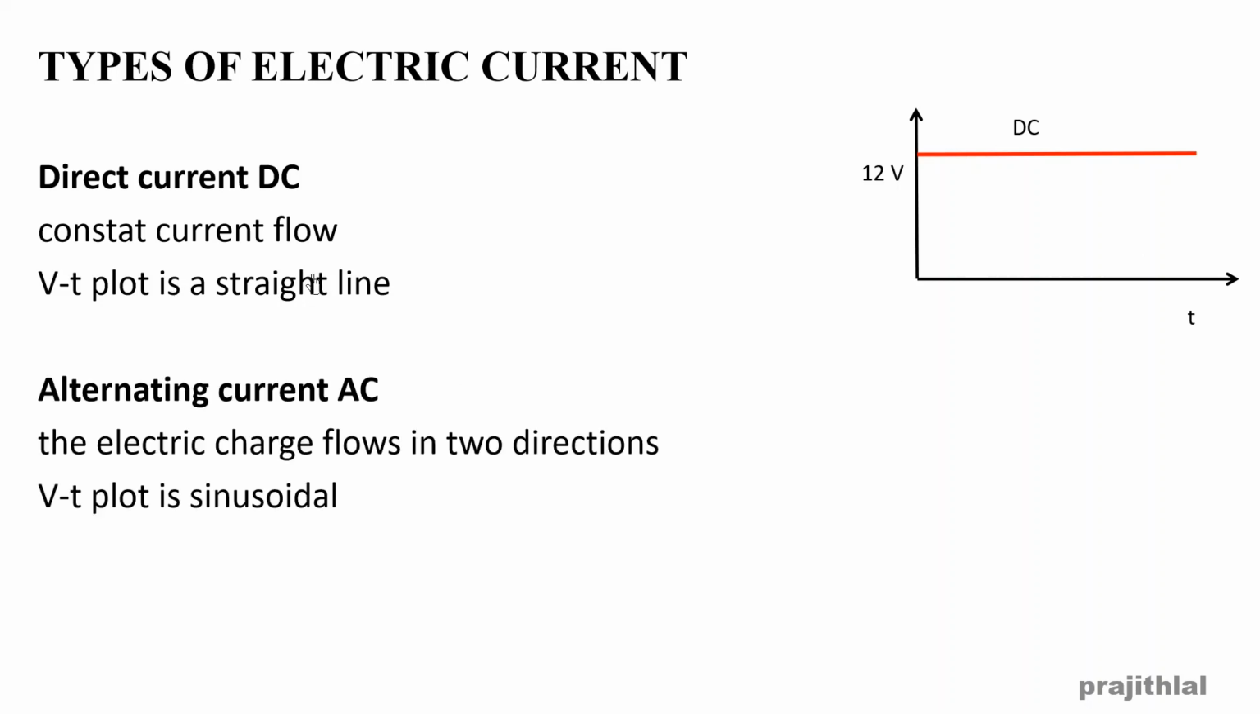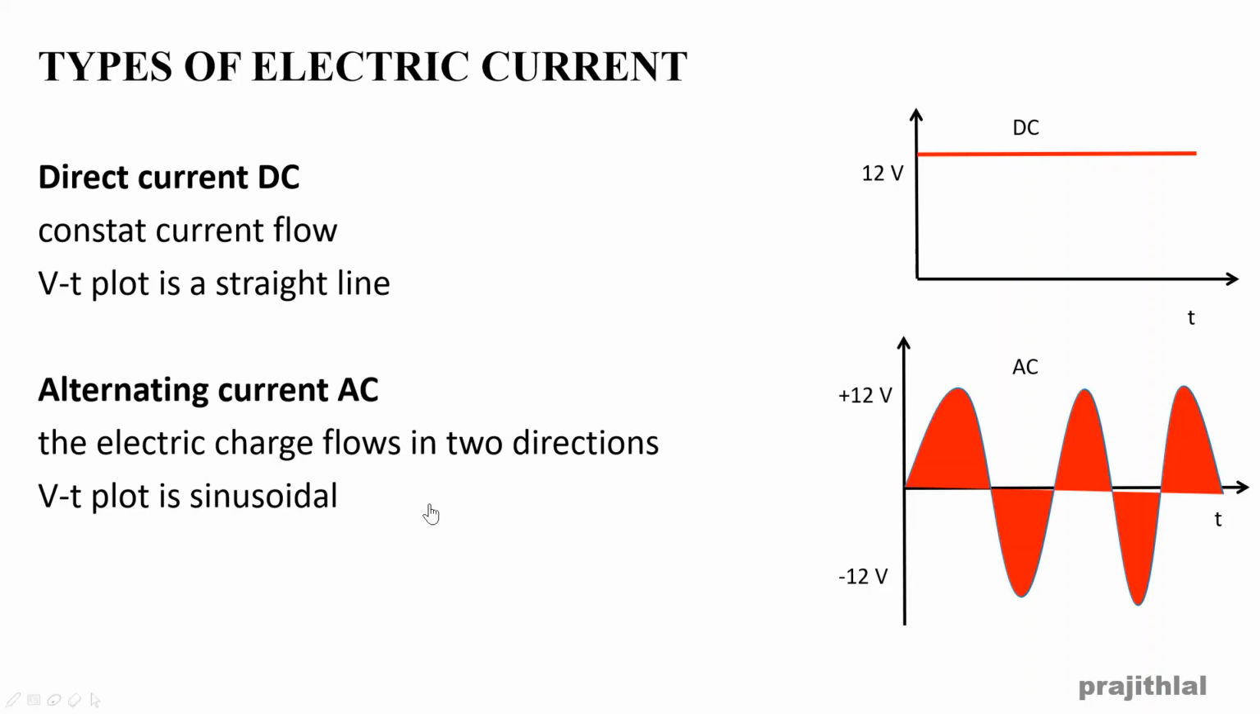Next is alternating current, where the electric charge flows in two directions, and the VT plot is sinusoidal. At the beginning it starts from 0, attains a peak value, and then comes back to 0, then goes to a negative peak value and comes back to 0. This is what happens with an alternating current, and this is the voltage path. As voltage is proportional to current, the current will also have this path, that is alternating current.